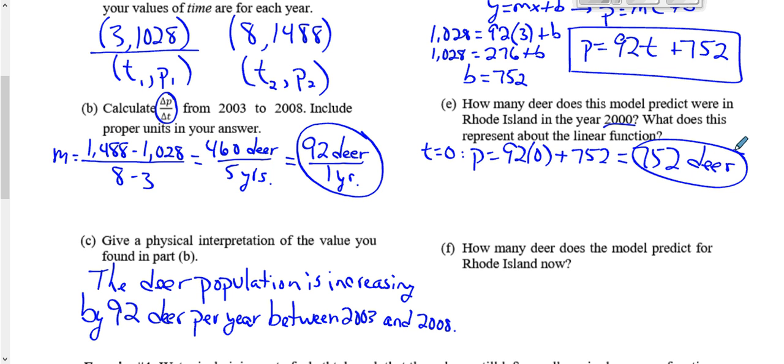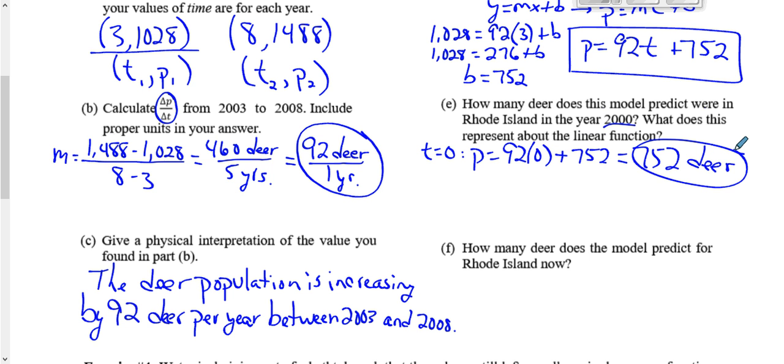That's our y-intercept. That's our beginning amount. Like, if we're going to graph it, right? You go up the y-axis, put a dot on 752, and your rise and run would be up 92 and over 1, wouldn't it? Yeah.